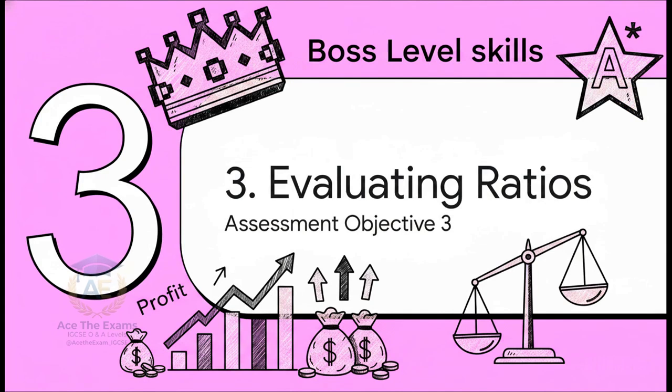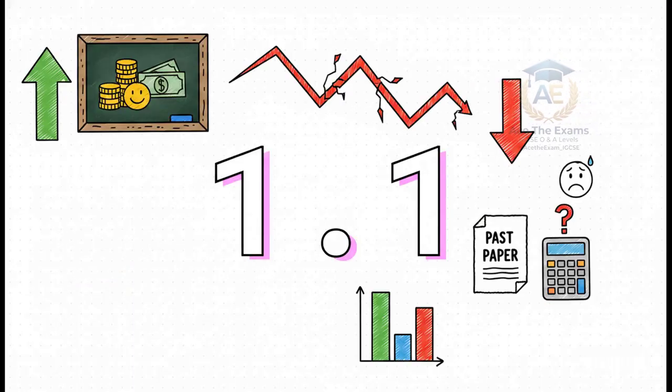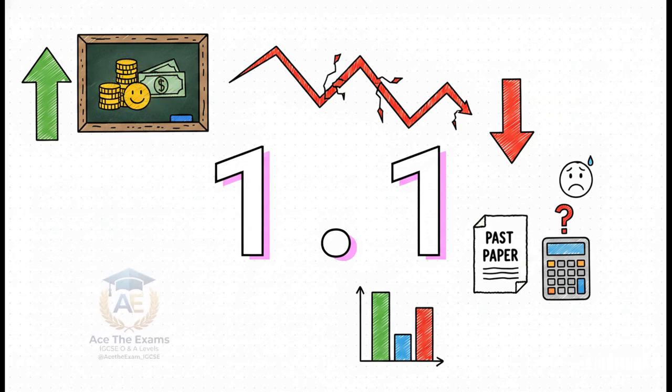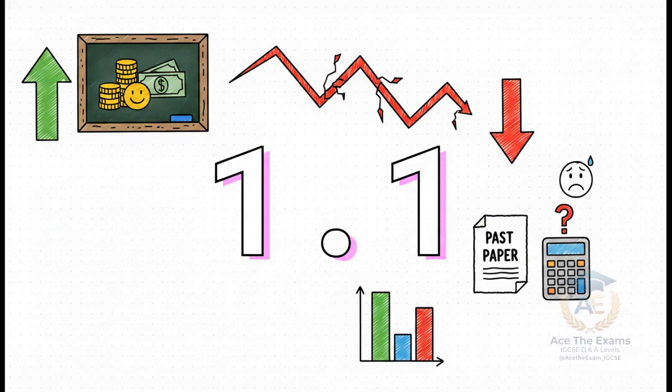Okay, Section 3, Evaluating Ratios and Profit. We are now entering the boss-level skills. Now, what's really interesting about this slide is, imagine you're looking at a past paper, and the command word is evaluate. You calculate that our local sports club's current ratio has fallen from a very healthy 2.5 to 1 straight down to a highly concerning 1.1 to 1.